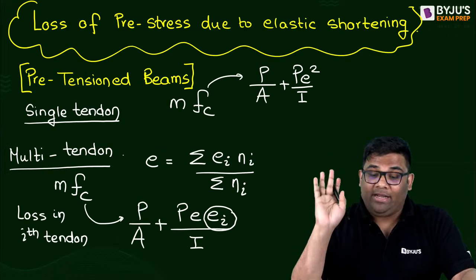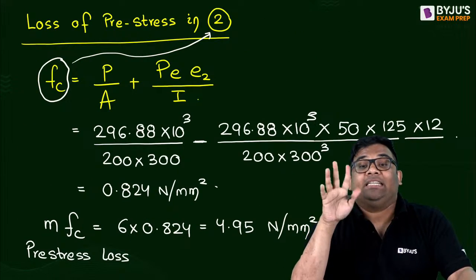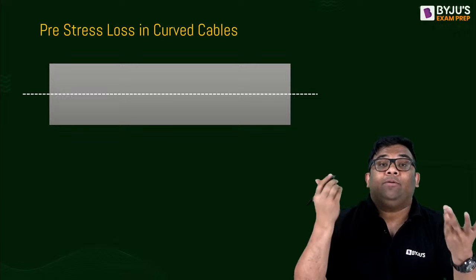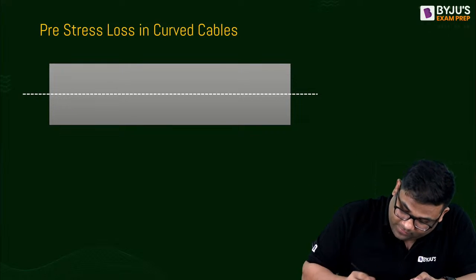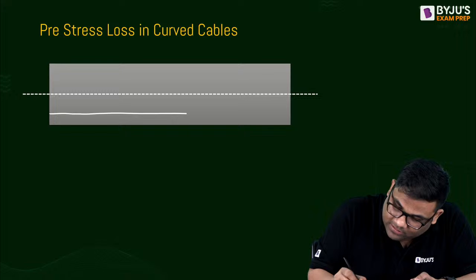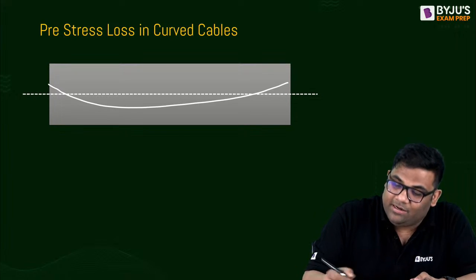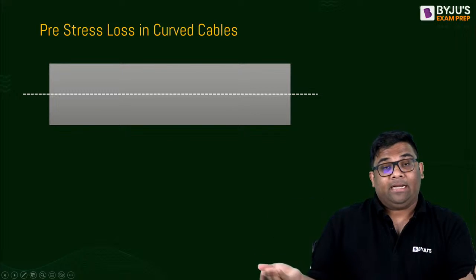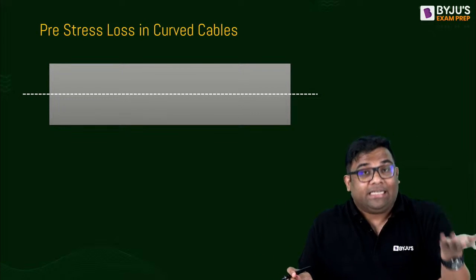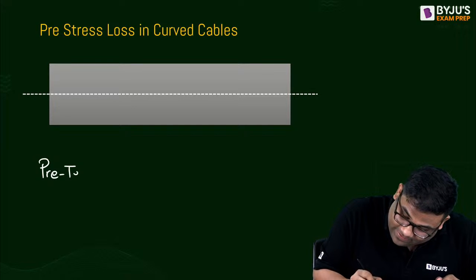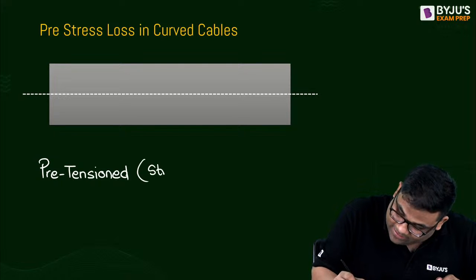And till now, whatever tendons we saw were straight tendons, right? We're seeing all straight tendons. There can be curved tendons also, curved cables. This is a straight tendon, and this is a curved tendon. So there can be curved tendons and straight tendons. So whatever we studied till now is just pre-tensioned, straight tendon.